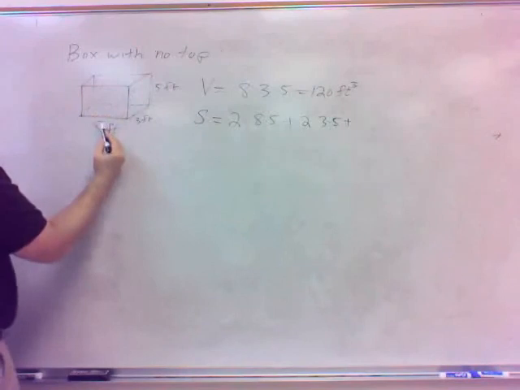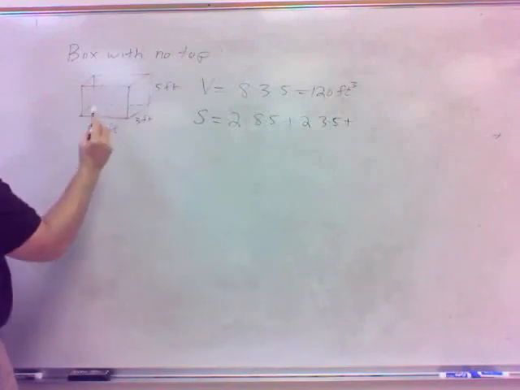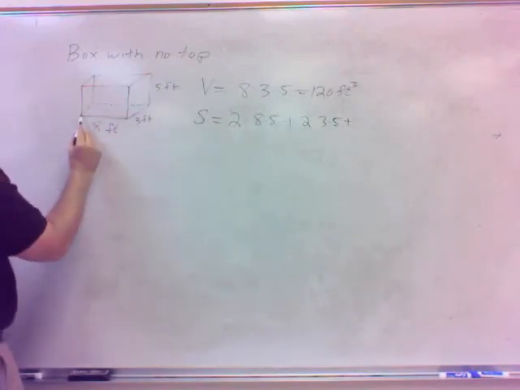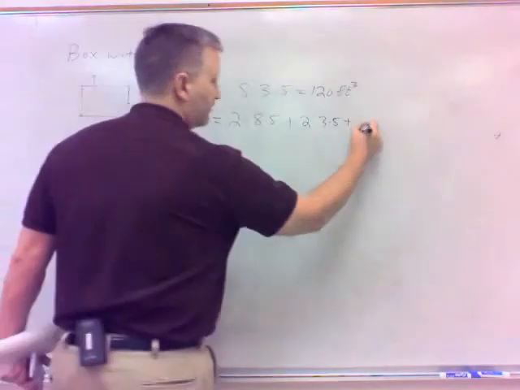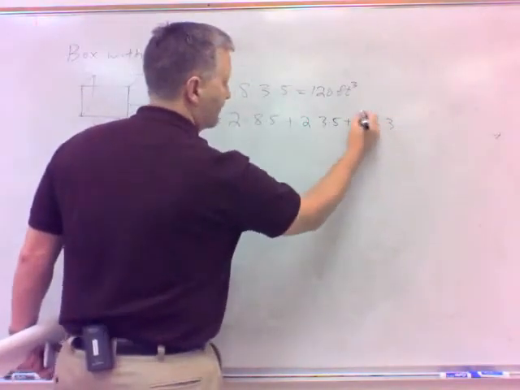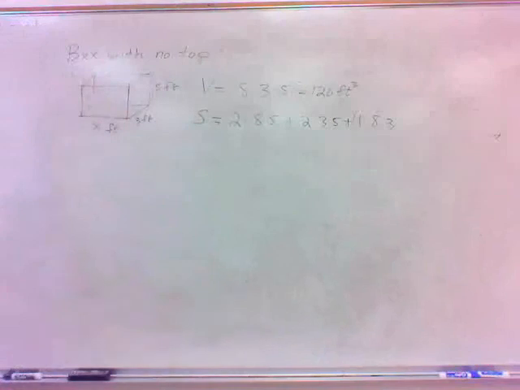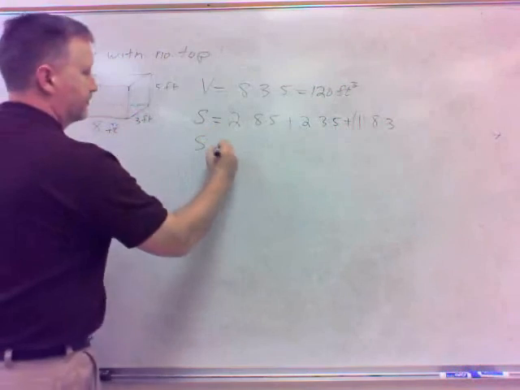But when I go to top and bottom, there's no top. So the bottom is 8 by 3, and I don't have the top, so I only have 1 of those. What it means is instead of 2 of those, there's only 1 of those. Okay, so I like that problem just so you think about what you're actually doing there.